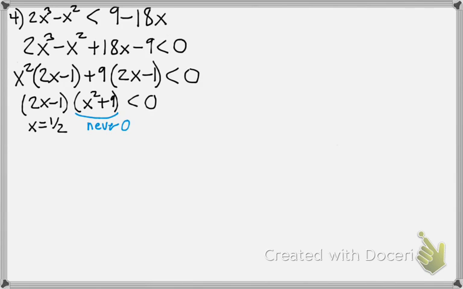So on my number line, this is going to be my only cutoff point. And if you plug in test points like 0 or 2, you're going to get negative if you plug in 0. If you plug in 2, you should get positive. And then we need to determine which region we want.